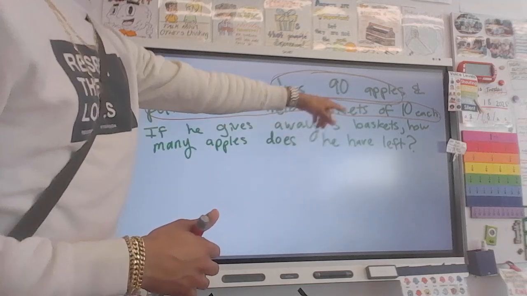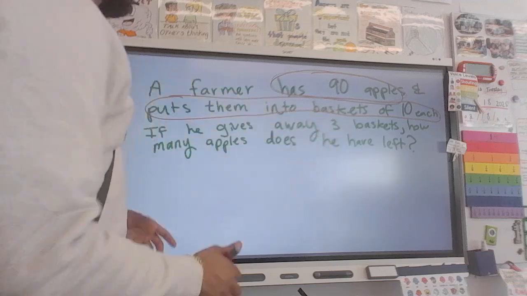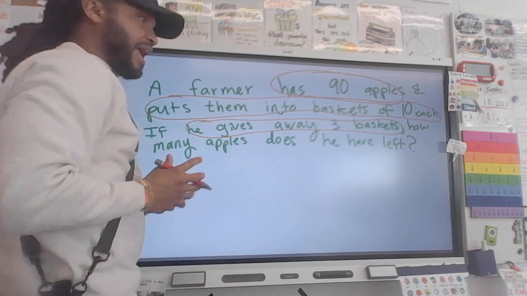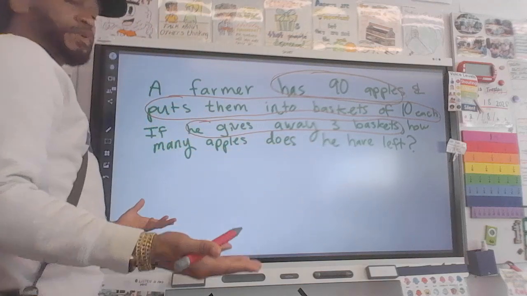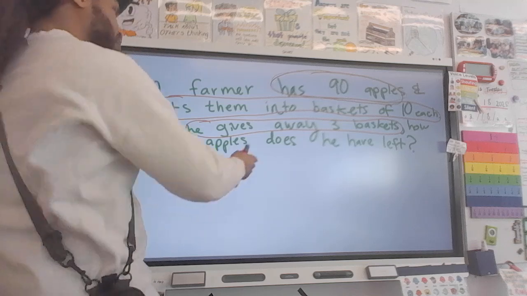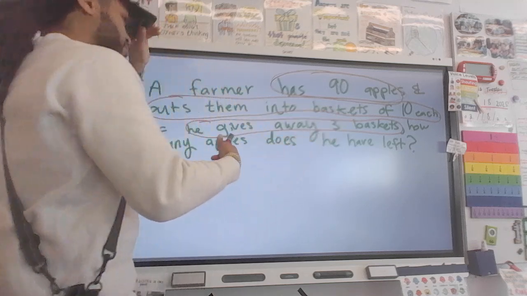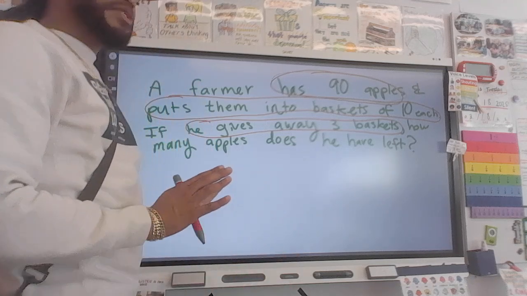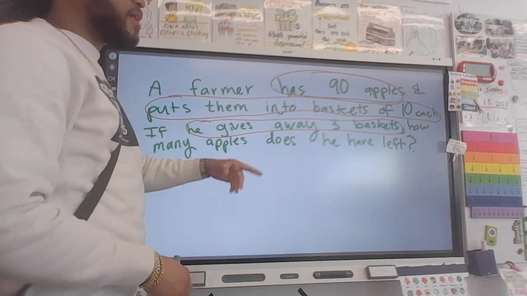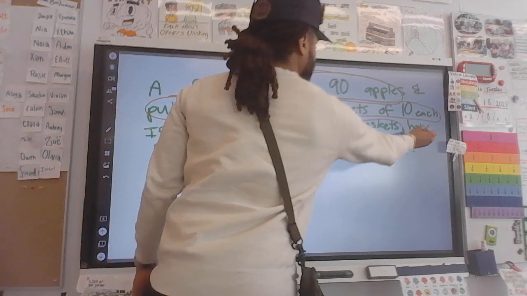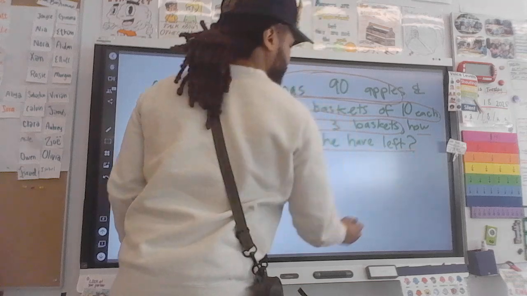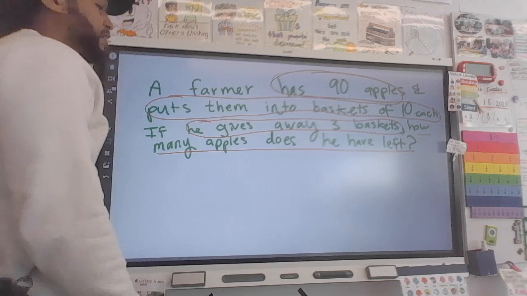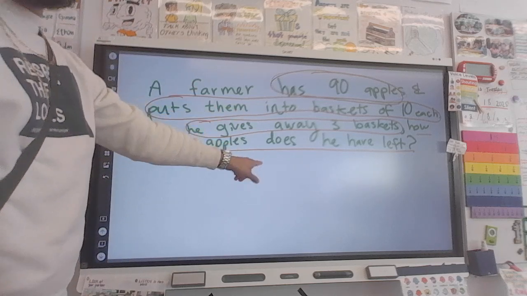If he gives away 3 baskets, how many apples does he have left? So he gives away 3 baskets. That's very important. The action, he gives away. He gives away what? 3 baskets. So I'm not just circling 3 baskets, but what is the action that comes before that? Then I also have to underline the question. Sometimes there may not be a question in the exact story problem, but for this example, there is. So how many apples does he have left? This is what I need to find out. Make sure that I'm answering that with my answer statement.